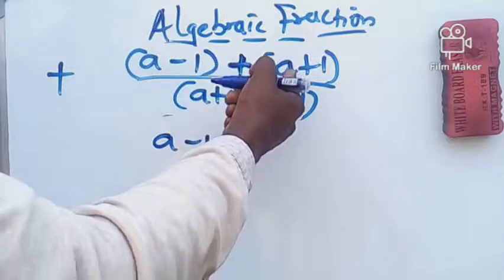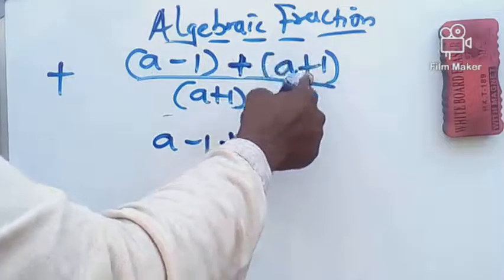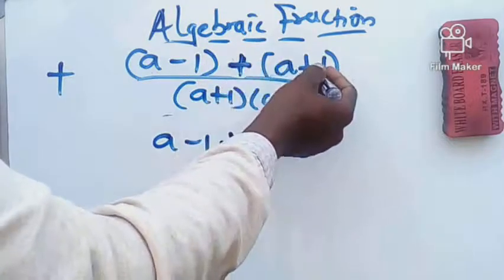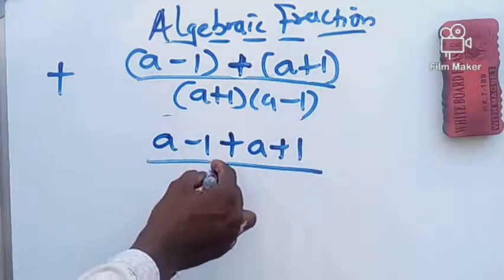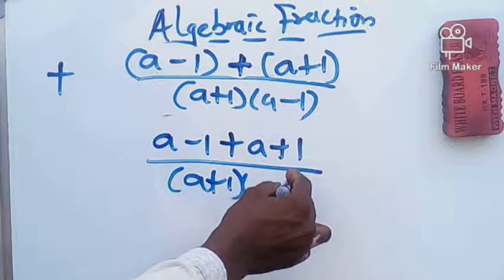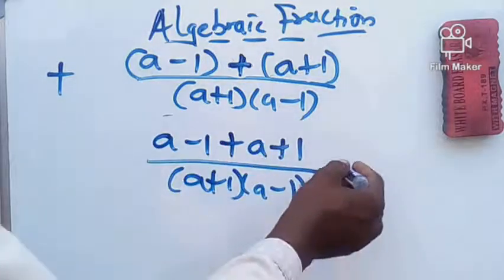Plus addition plus a will give you addition a, addition multiplied by addition 1. You simply have a plus times plus is plus, so you bring down 1. Everything divided by a plus 1, a minus 1. So we go ahead and simplify the numerator, collect the like terms. So let's collect the like terms.